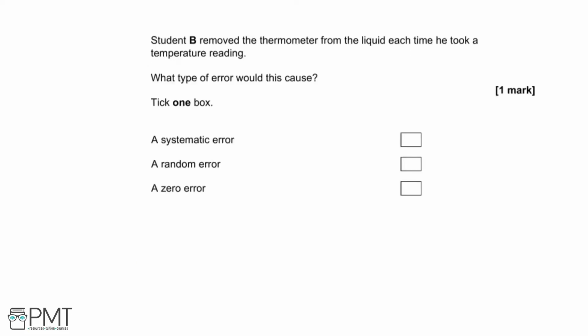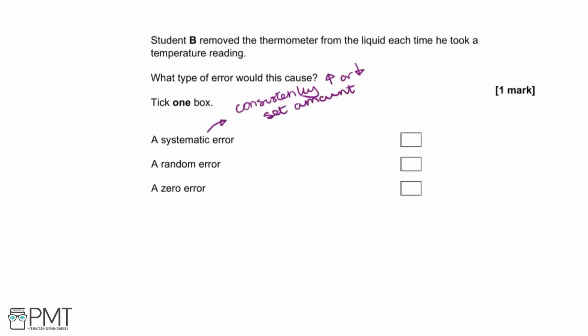Student B removed the thermometer from the liquid each time he took a temperature reading. What type of error would this cause? Would it be a systematic error, a random error, or a zero error? Okay, so a systematic error is one which is consistently above or below the real value by a set amount each time.